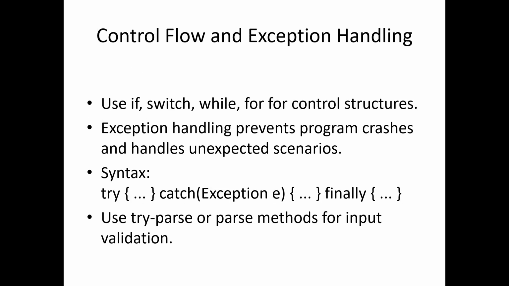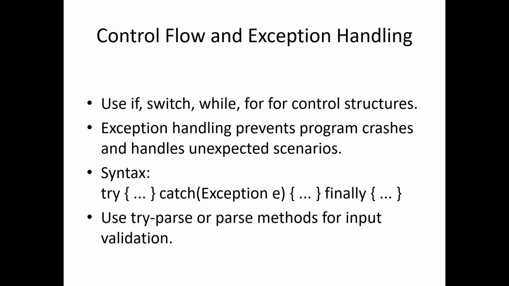Now control flow and exception handling. We use control flow for control structures. Exception handling prevents program crashes and handles unexpected scenarios. For example, when we ask the user to enter age, and the user enters his or her name in place of age, we want that the code should not display an error. We use exception handling there so that it can validate the input and ask the user to please re-enter the age, or the code should display that this is not a valid number, because obviously age should be a number.